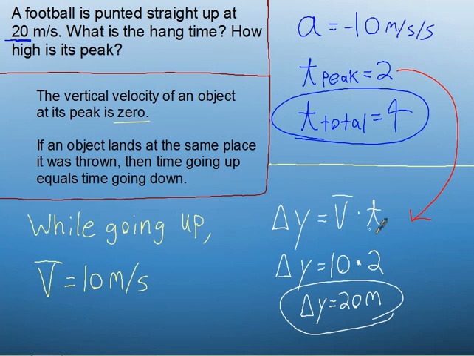Now we can use the average velocity formula, which just says how far you go equals average velocity times time. So if your average velocity was 10, the amount of time that the thing spent going up, because that's the only part we're interested in right now, is 2 seconds. We're going to use this peak time, not the total time, because we're just looking at the portion of its flight when it was going up. When it was going up, it had an average velocity of 10, and it spent 2 seconds doing it. And if that's the case, then the maximum height of the football was 20 meters above the ground.